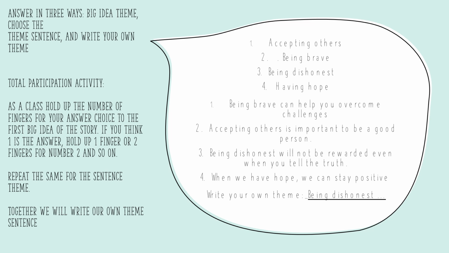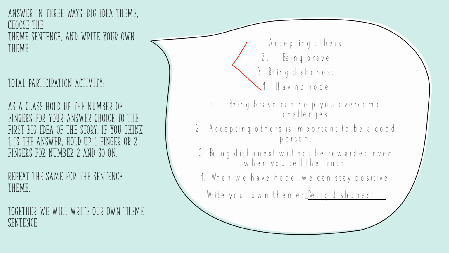So if you think the theme is accepting others, hold up 1 finger. If you think it's being brave, hold up 2, being dishonest 3, and having hope 4. So that would be for the first part of the questions. For the second part of the questions, it's a theme sentence. So which sentence matches the theme best? And again, you can do a total participation activity where you can have students raise their hand for 1, 2, 3, or 4. You can even have students get up and go to 4 corners. If they believe being brave can help you overcome challenges, they would go to corner 1, and so on.